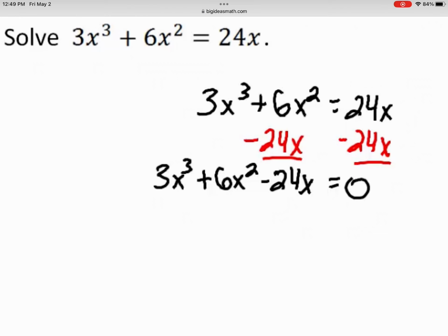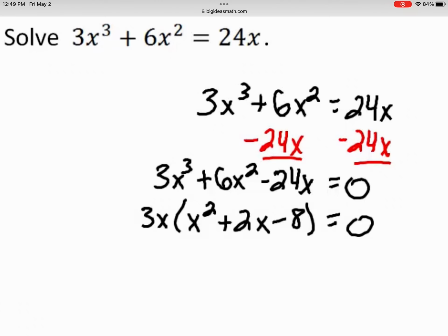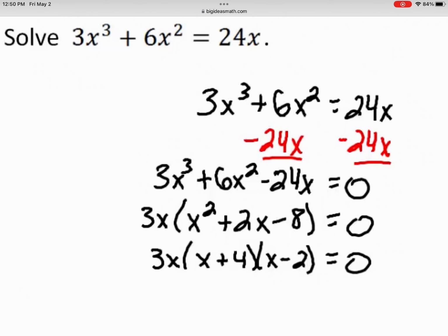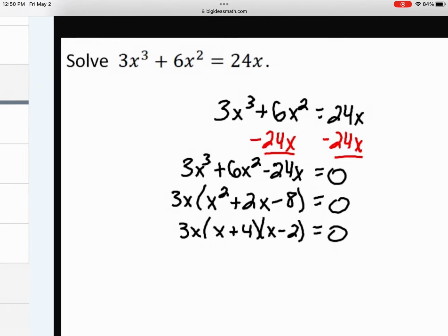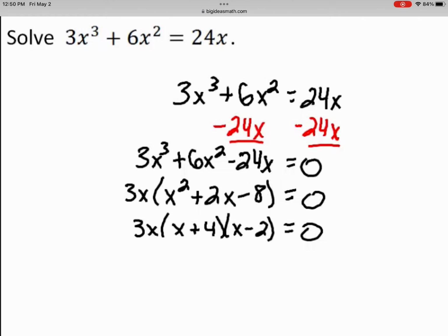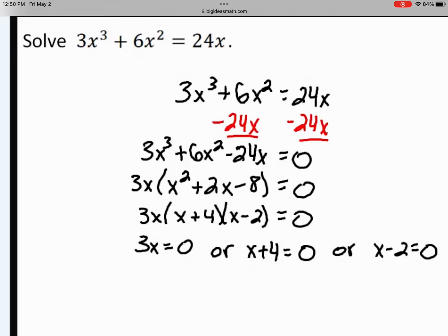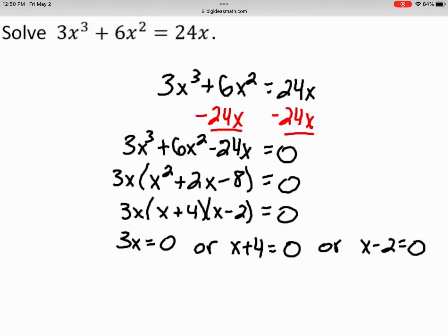So you want to factor 3x out of each term, giving you 3x times the quantity x squared plus 2x minus 8 equals 0. X squared plus 2x minus 8 factors as the quantity x plus 4 times the quantity x minus 2. By the zero product property, you can set each factor equal to 0. So you have 3x equals 0, or x plus 4 equals 0, or x minus 2 equals 0.